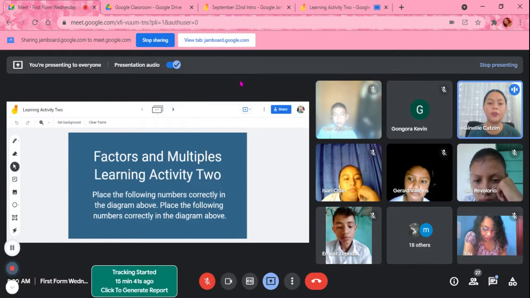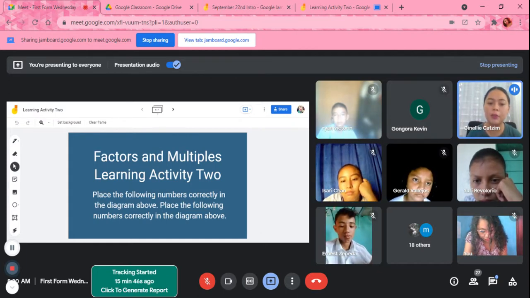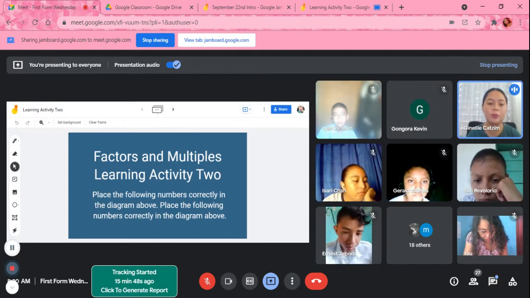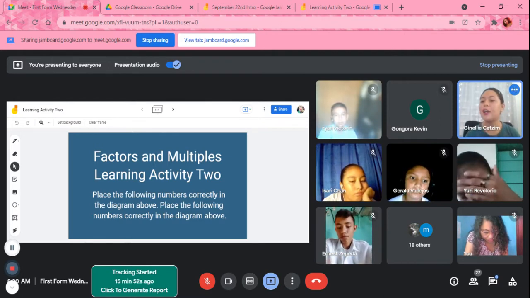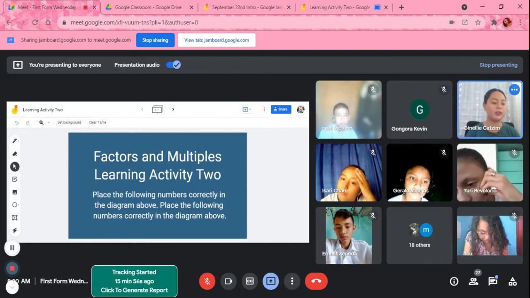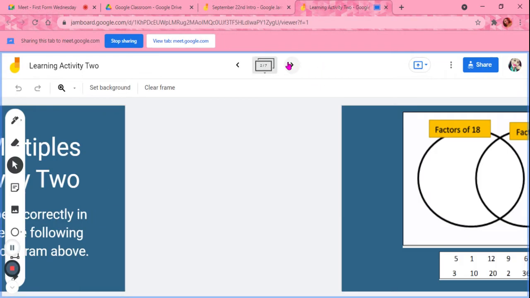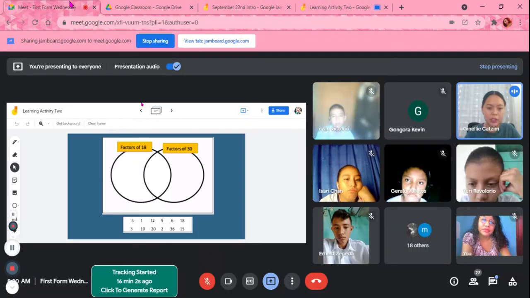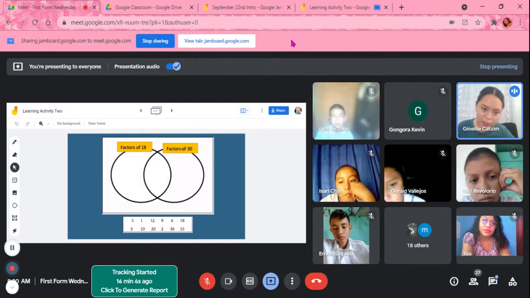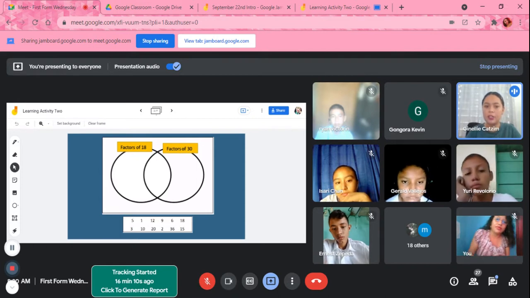So for activity 2, we have: place the following numbers correctly in the diagram above. I saw that some of you have completed this activity and have submitted. But now let's take a look at it together. What we are seeing here is a diagram that has the factors of 18 and 30.